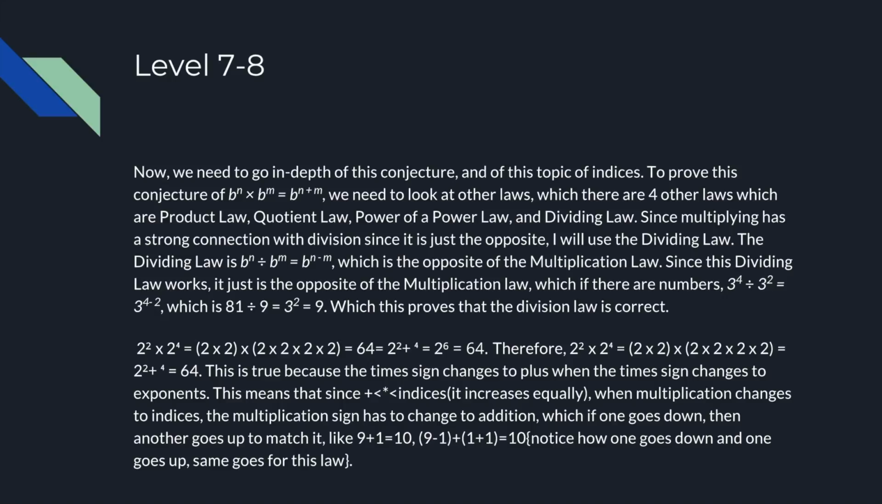Like, if we think of it simply, 9 plus 1 is 10, and 9 minus 1 plus 1 plus 1, since 9 was decreased by 1, 1 has to be added by 1 as well. And that equals 10, which is the same as 9 plus 1. And notice how 1 goes down and 1 goes up. The same goes for this law, so it is kind of simple.